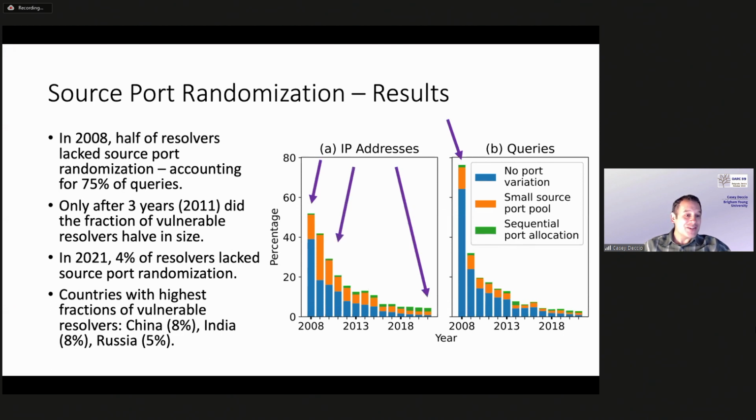After 3 years, did the fraction of vulnerable resolvers halve in size? And that was sort of significant to us. But even in 2021, we see that about 4% of resolvers. Now, by the way, we use the word resolver somewhat loosely. We mean those within our data set for which the sample has these characteristics.